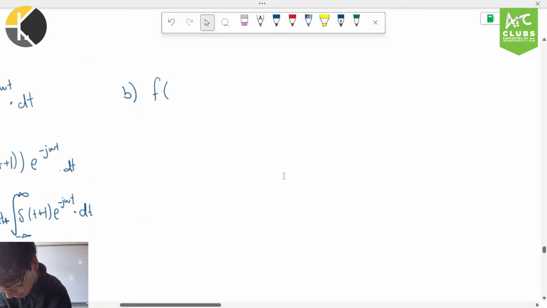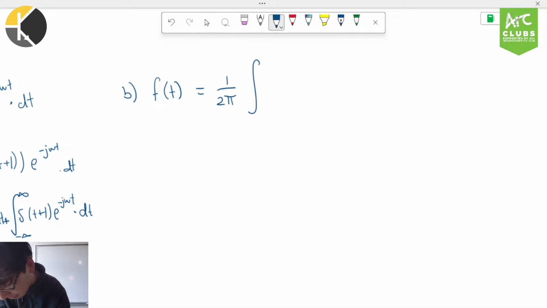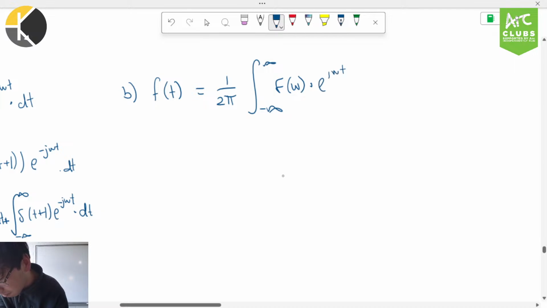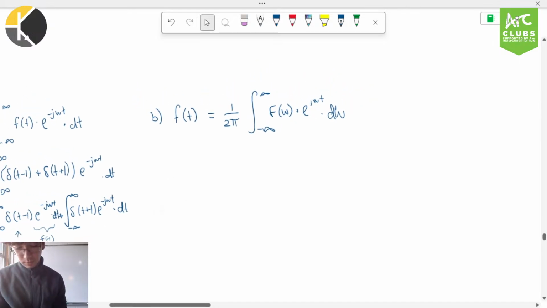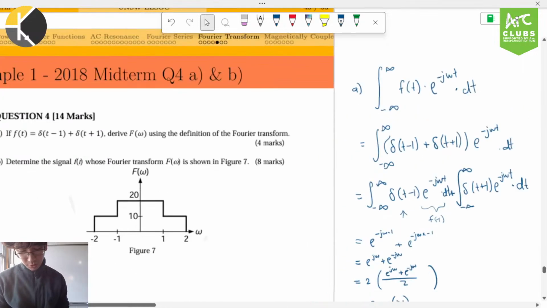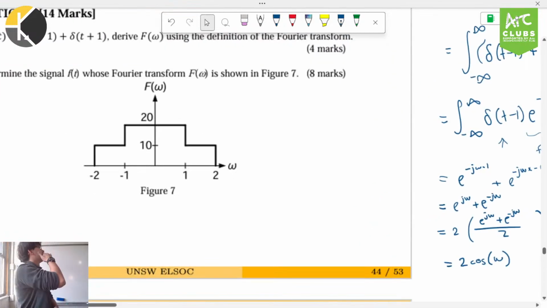So f of t is going to be 1 on 2 pi, the integral of our signal in the frequency domain multiplied by e to the j omega t d omega. With these questions, there's always multiple ways of doing them, and there's not necessarily one that's better than the other.